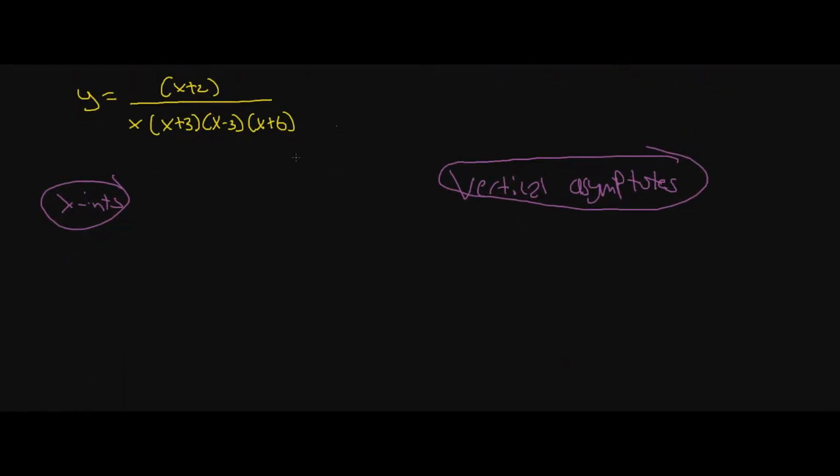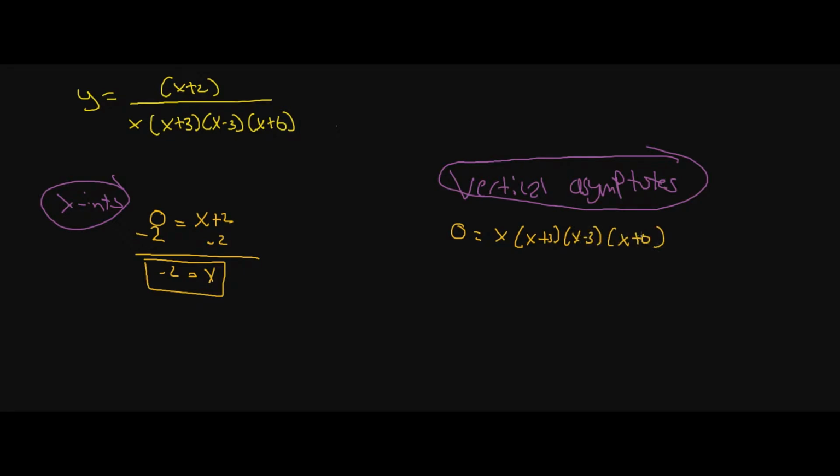Well, to find our x-intercepts, we set the numerator equal to 0. And so we're going to get 0 equals x plus 2. We subtract 2 from both sides, and we're going to get that x equals negative 2. Perfect. And over here, we set the bottom equal to 0. We're going to get x, x plus 3, x minus 3, and x plus 6.